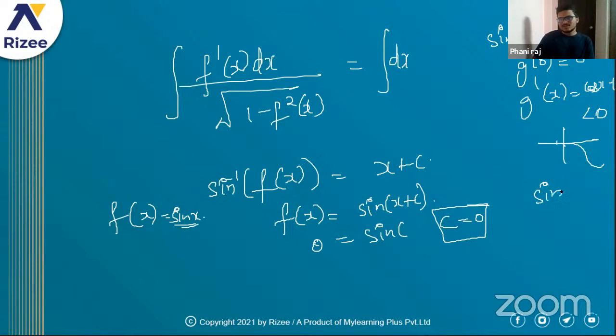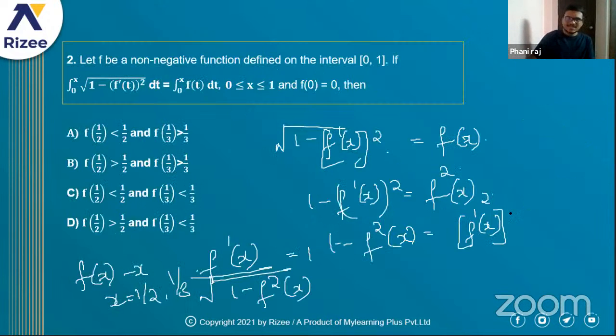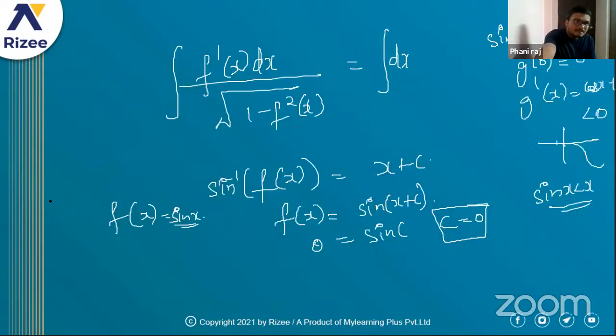So sin x is always less than x. So obviously, sin half is less than half and sin 1 by 3 is less than 1 by 3. So option C is the correct answer because f is sin x.